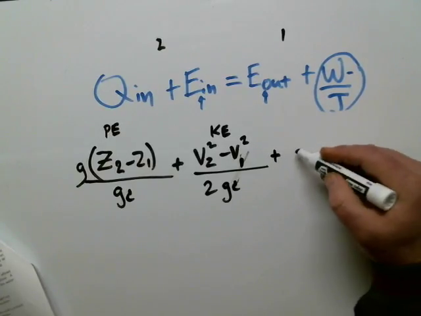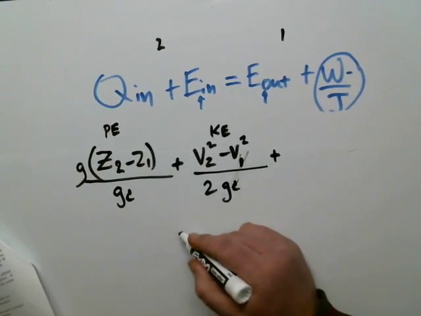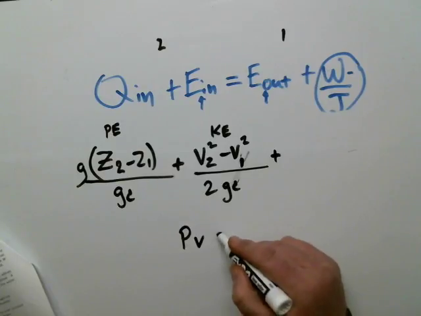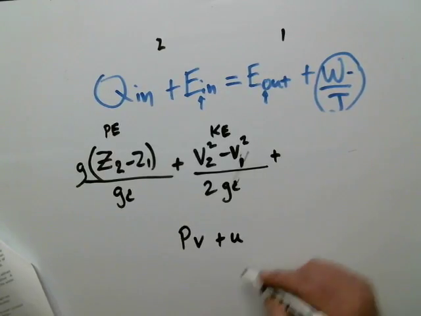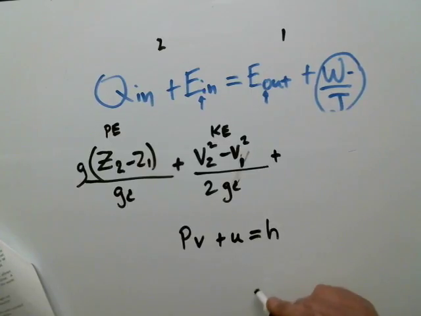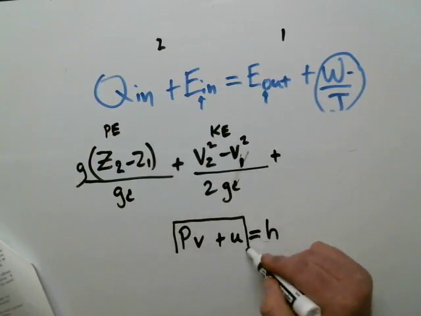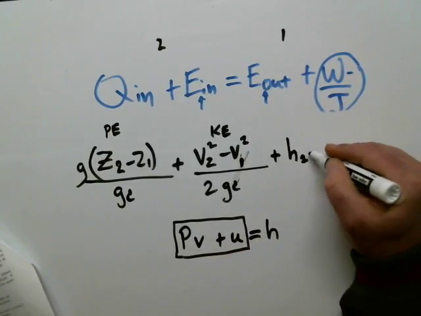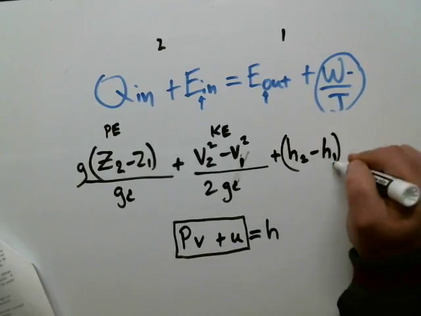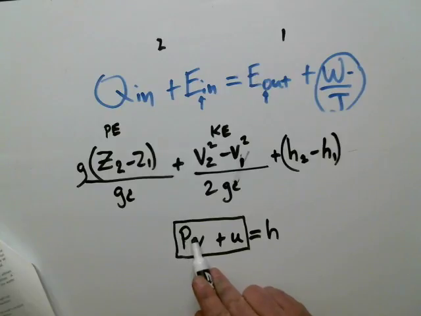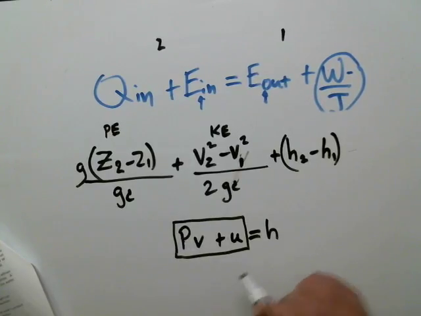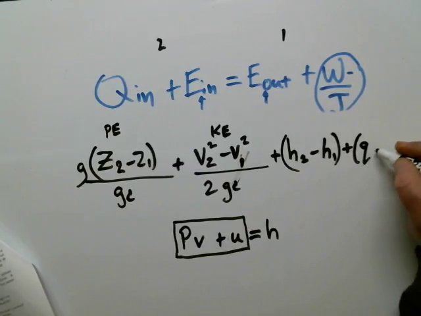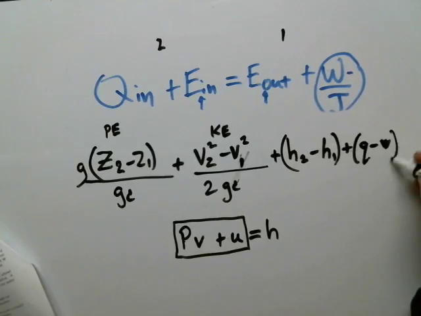Plus, and we're going to introduce this for the very first time, when I look at pressure times specific volume plus specific internal energy, we can call that specific enthalpy. It's a convenient grouping, and it kind of jumped the gun here. That's why on your equation sheet you'll see H2 minus H1. That's the change in enthalpy, or the change in pressure, volume, and internal energy. And then you'll see plus, and this should be in parentheses for understanding, Q minus W equals 0.